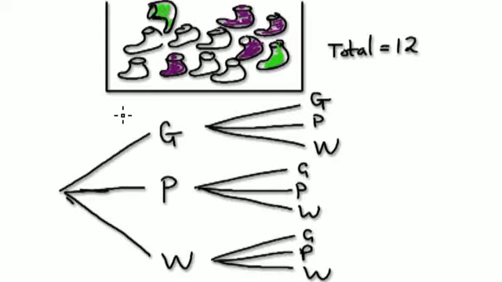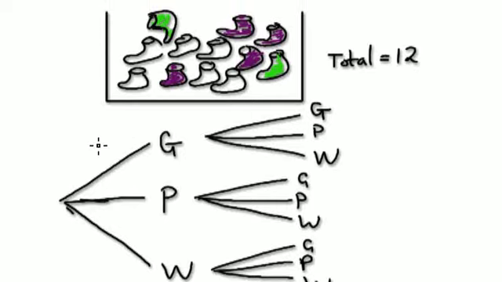Okay, now the probability of us getting a green on our first pick would be 2 out of 12. Probability of a purple one would be 4 out of 12. Probability of white would be 6 out of 12. Now let's say we've just picked out a green one, so we've gone down this route. What is the probability of us picking another green? Don't forget, we just picked out a green one, so there's only one left. So it's 1 out of 11, 11 because we've just removed this one here.